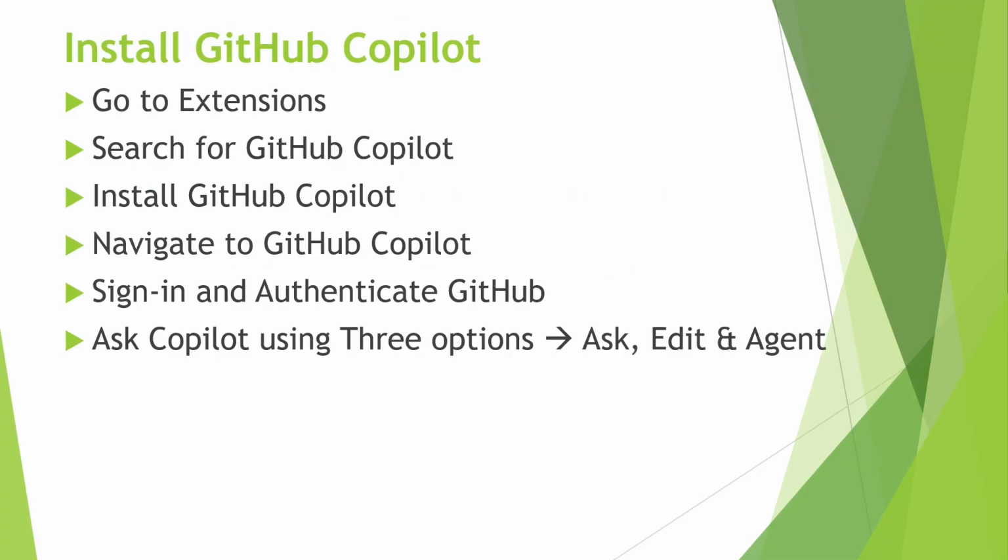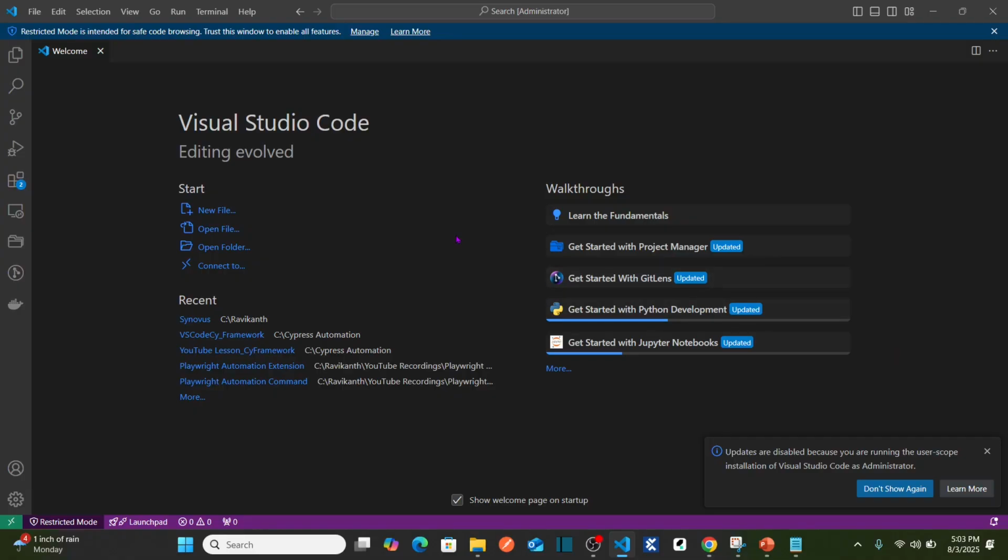First, we're going to start installing GitHub Copilot. To install GitHub Copilot, the precondition is you need to have an IDE. In my case, I'm using the IDE called Visual Studio Code. Let us go to Visual Studio Code. So this is my Visual Studio Code.